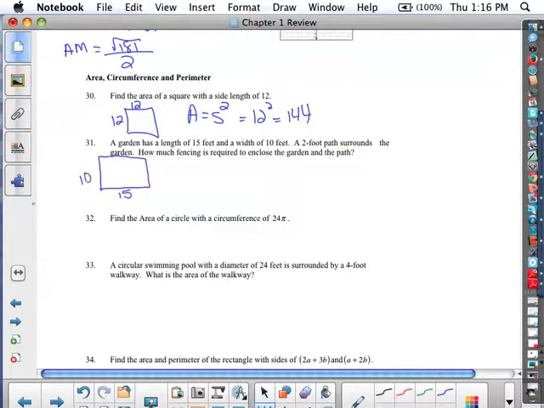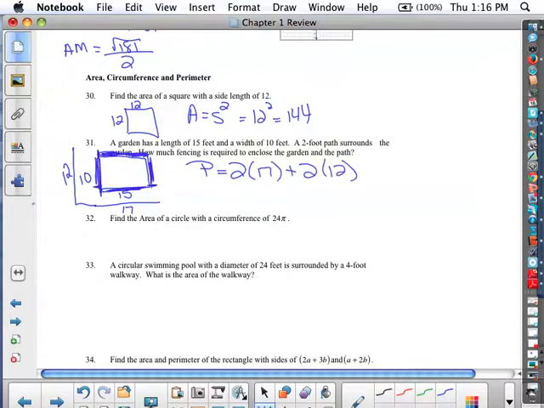31 says a garden has a length of 15 feet and a width of 10 feet. A 2-foot pathway will surround this garden. How much fencing is required to enclose the garden and the path? What you need to realize is you have to add 2 feet here, 2 feet here, so the side is 17. 2 feet here, 2 feet here, so this side becomes 12. Remember, perimeter is 2 times the length, 17 plus 2 times the width, 12.